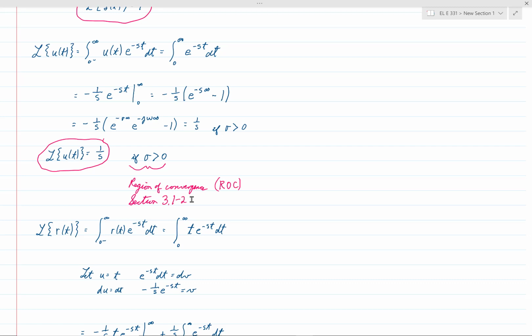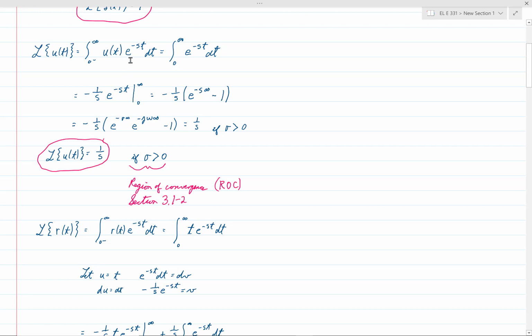So for the remaining examples of Laplace transforms, I will not be worrying about the region of convergence, and the same is true for your book, but at least you've seen it here one time and you get the idea of what we're talking about. But we won't otherwise talk about that anymore for the present.